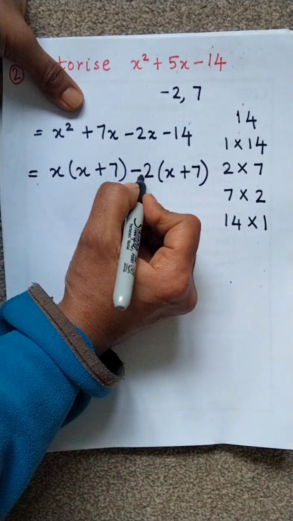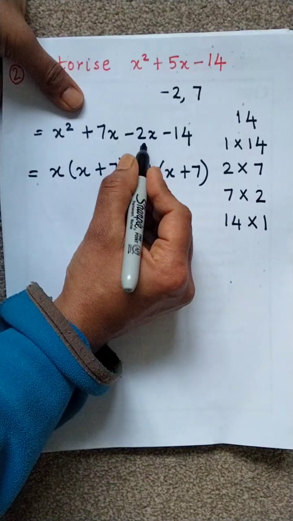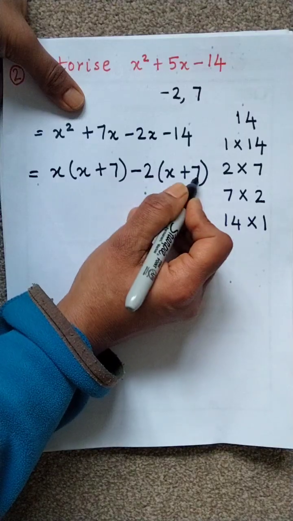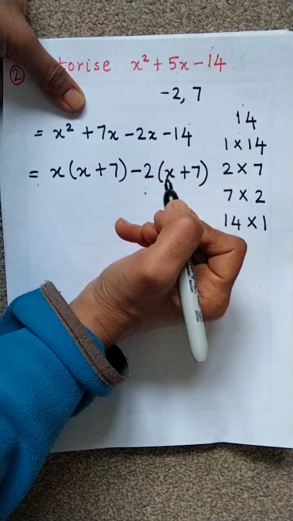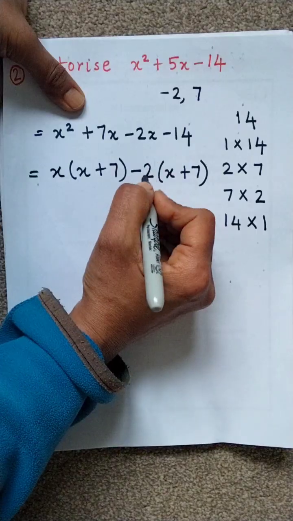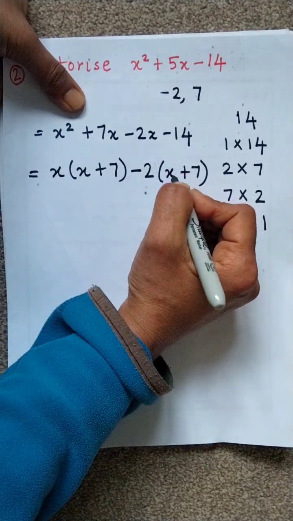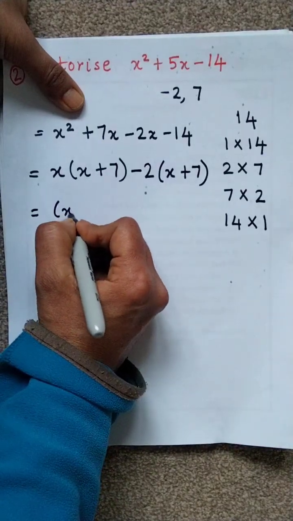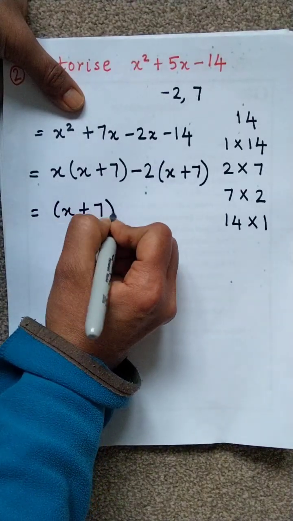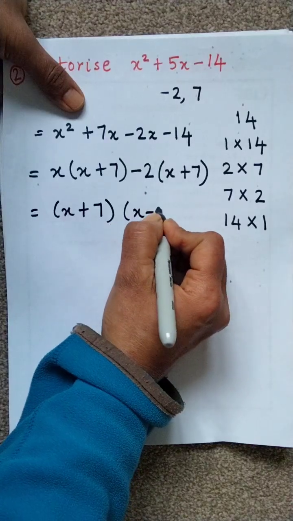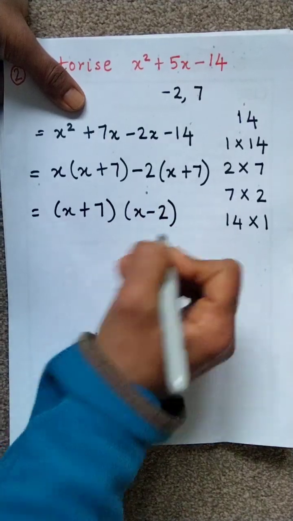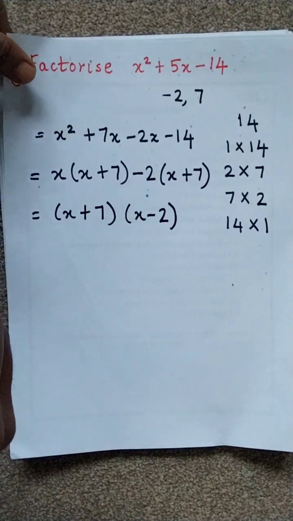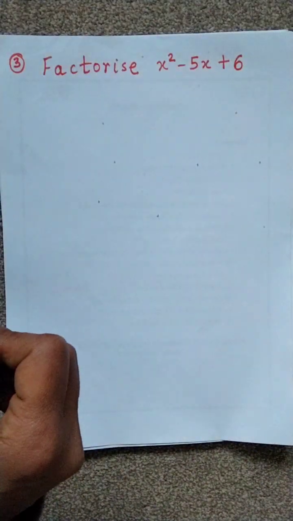Because minus 2 times x is minus 2x, and minus 2 times 7 is minus 14. Okay, so we have taken minus 2 outside, and what remains inside? X plus 7. Now the next step is x plus 7 we write here once, and then x minus 2. So this is the required answer. Okay, hope you understood. Now another example.